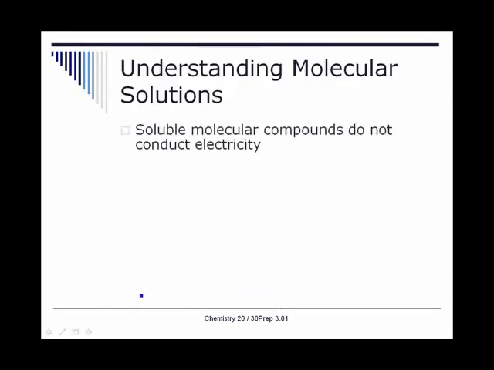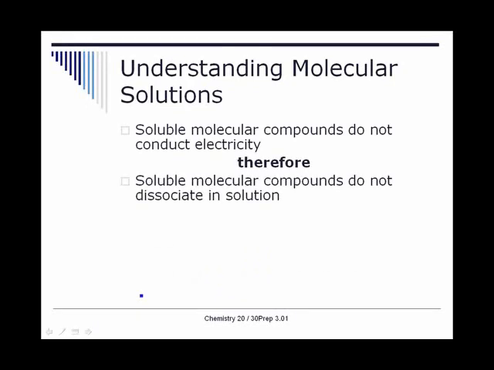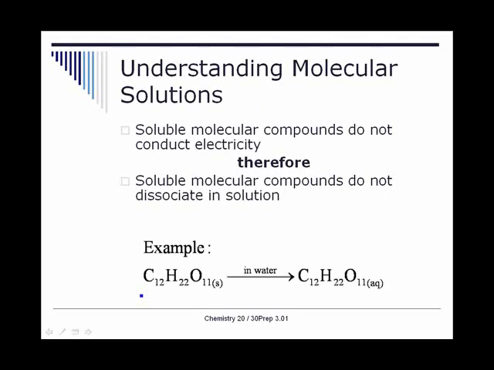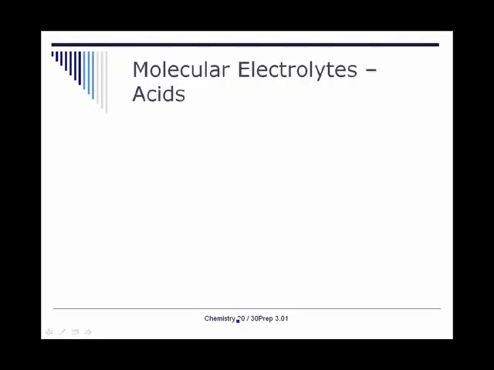Now, molecular compounds don't conduct electricity. Therefore, they don't dissociate. If they did dissociate, then they would conduct electricity. But since they don't, they can't dissociate. So when we put a molecular compound in water, it's aqueous, but it doesn't form any ions. The molecules are still whole molecules. In this case, it's a sugar molecule. All the carbons and hydrogens and oxygens are still bonded together as one unit. So it's aqueous, but it's not ionic.